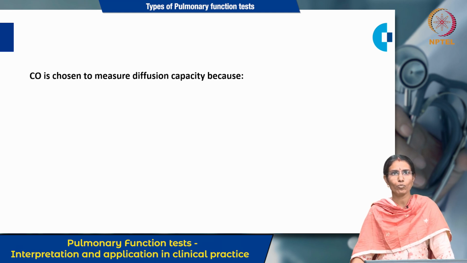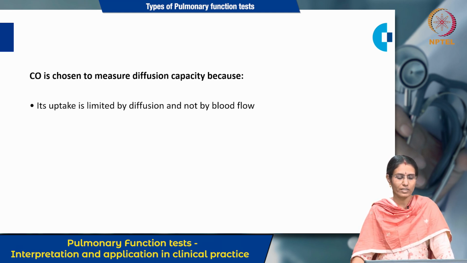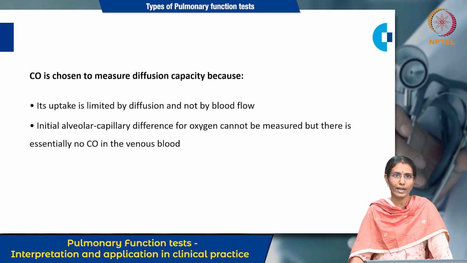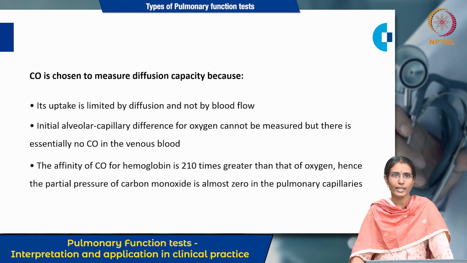But why is carbon monoxide chosen to measure the diffusion capacity? Because its uptake is limited by diffusion, not by blood flow. To calculate the diffusion lung capacity, you need the initial alveolar capillary pressure difference too. For oxygen, this cannot be measured, but for carbon monoxide, there is essentially no carbon monoxide in the venous blood initially. Also the affinity of carbon monoxide for hemoglobin is very high, around 210 times greater than that of oxygen. Hence, the partial pressure of carbon monoxide is almost zero in the pulmonary capillaries, which makes carbon monoxide suitable to measure the diffusion capacity of the lung.